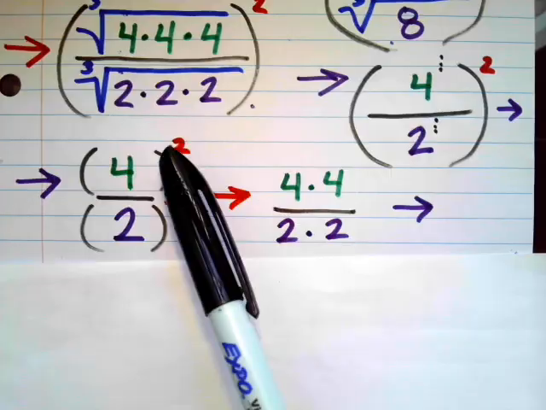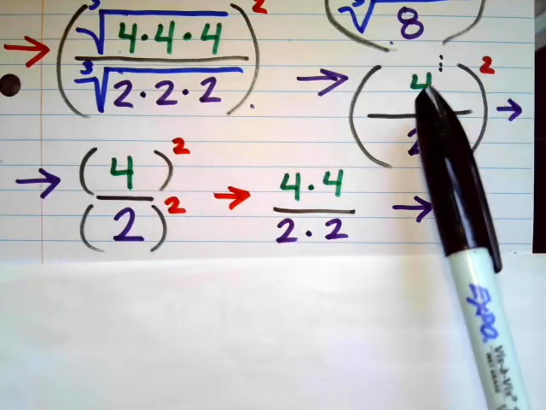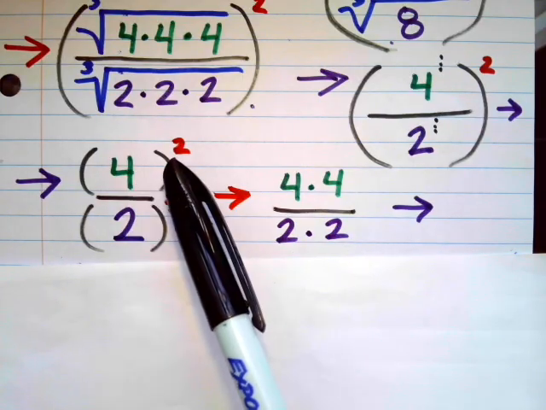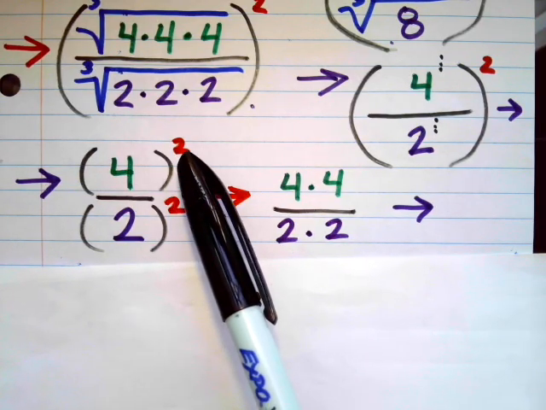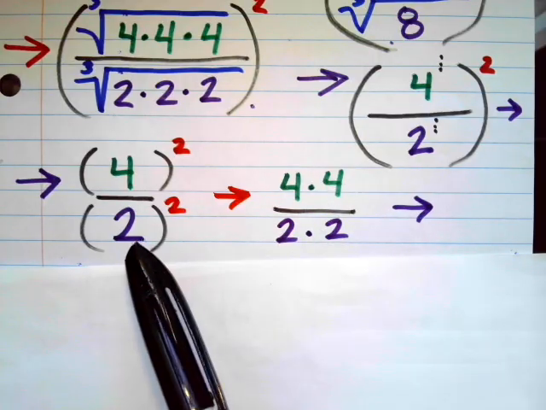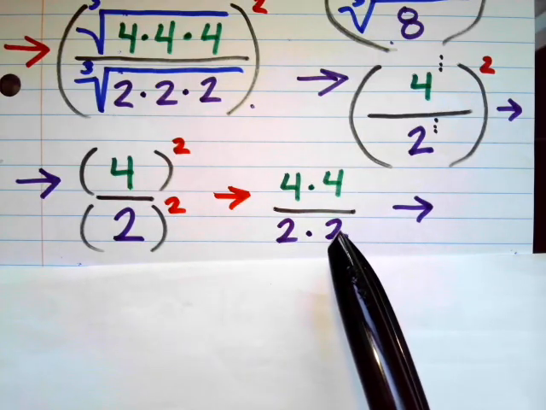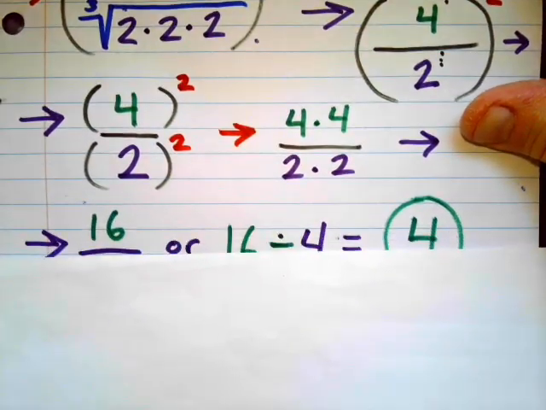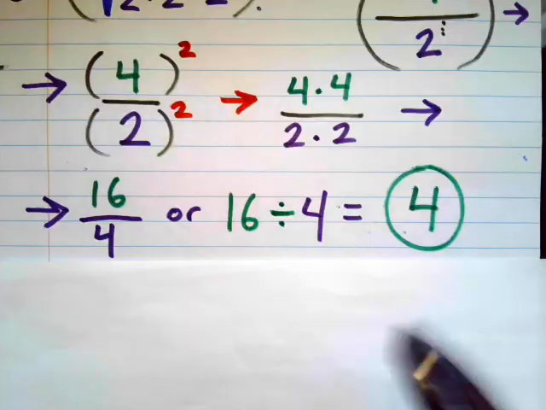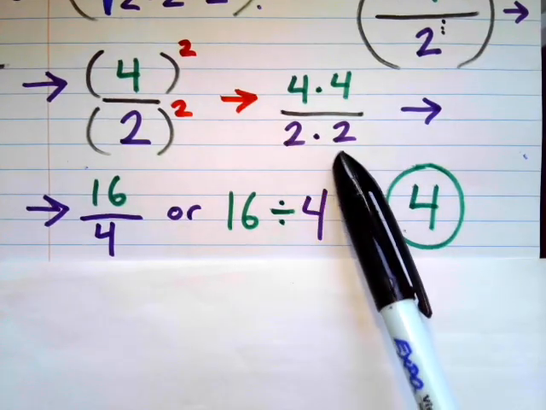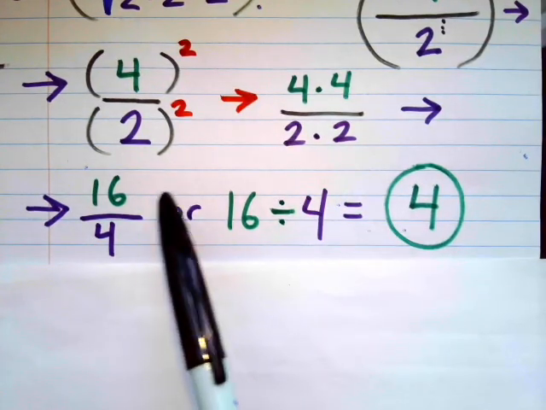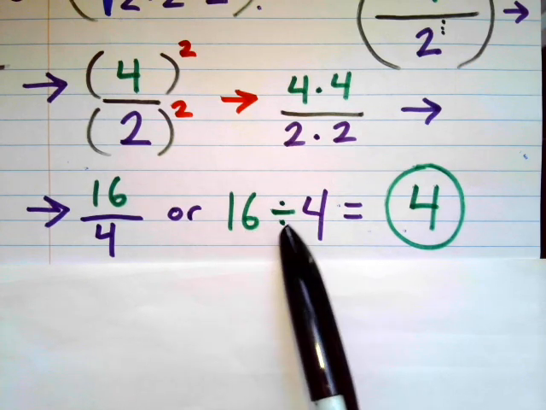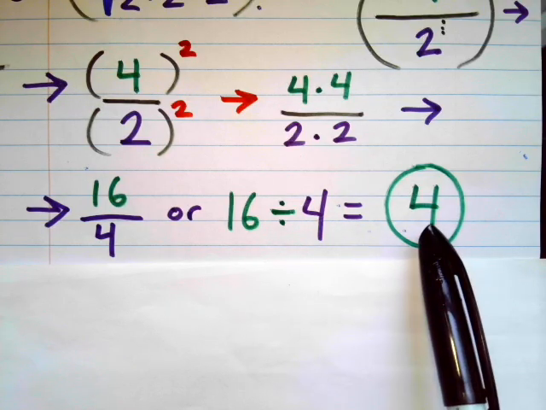1 times 2, we have the power of 2 raised to both of these terms. 4 squared is 4 times 4. 2 squared is 2 times 2. Continue to simplify these terms, and you can see 4 times 4 is 16. 2 times 2 is 4. 16 divided by 4 equals 4.